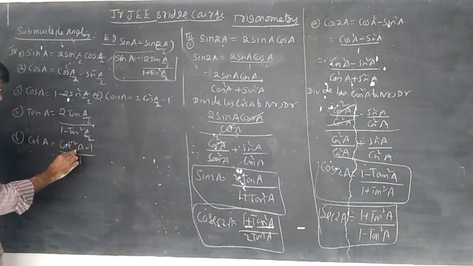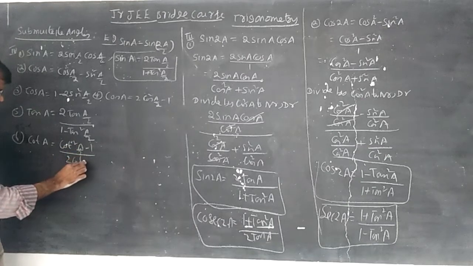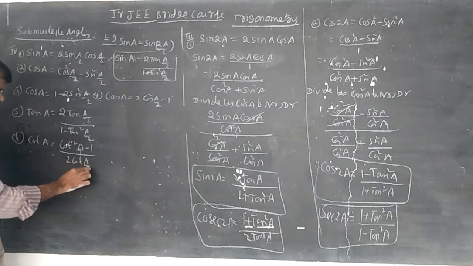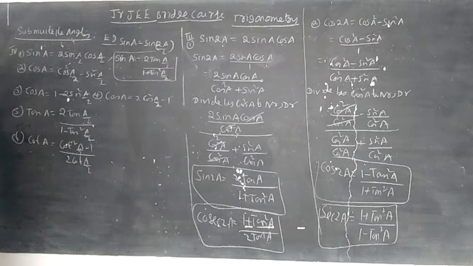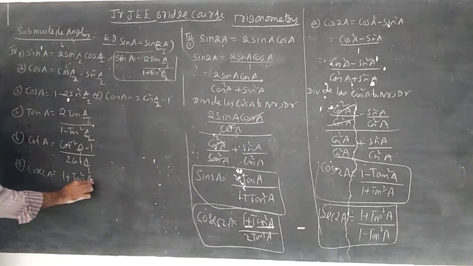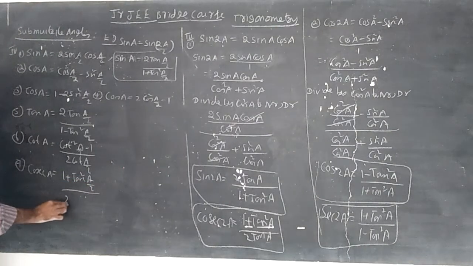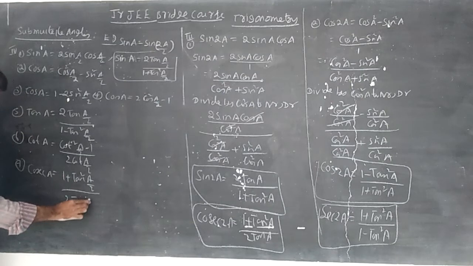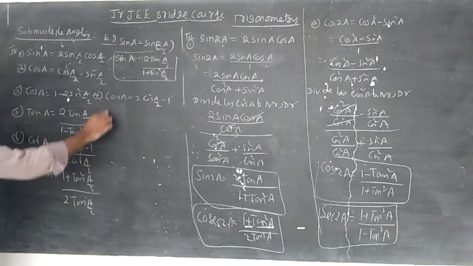There we got cot square A. So here cot square A by 2 minus 1 by 2 cot A by 2. So cot A also we got. In the similar way, we can apply cosec A and secant A also by using the submultiple angle concept. So 1 plus tan square A by 2 by 2 tan A by 2. These are called submultiple angles.